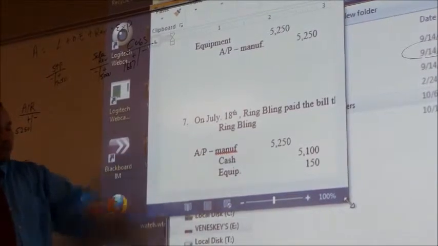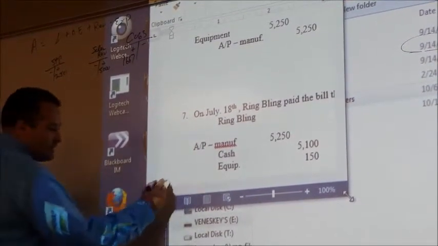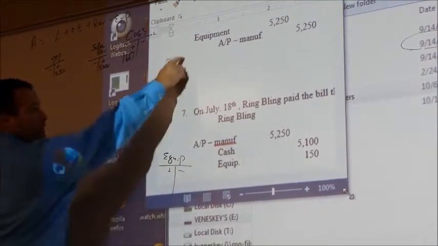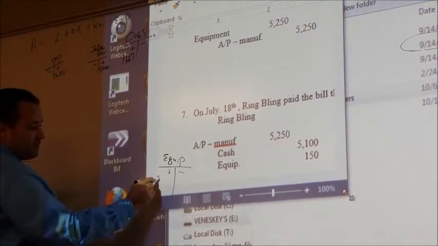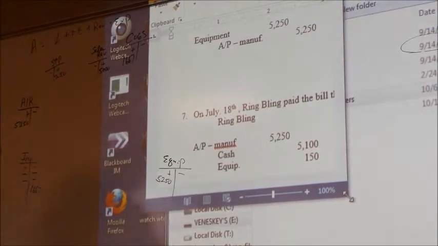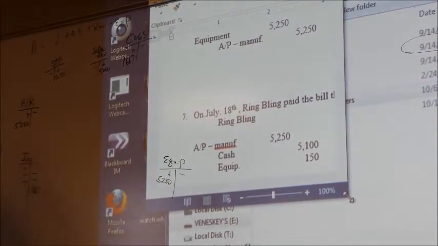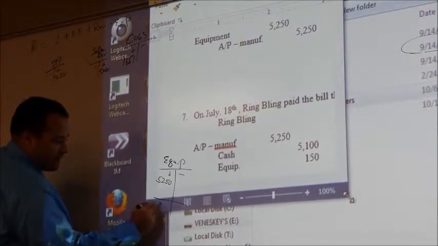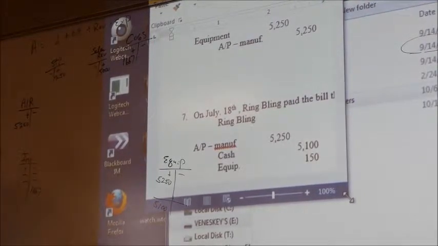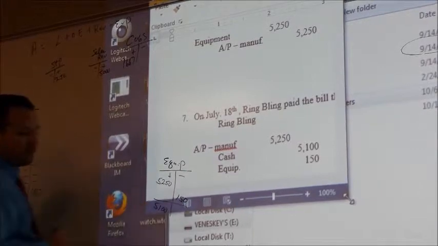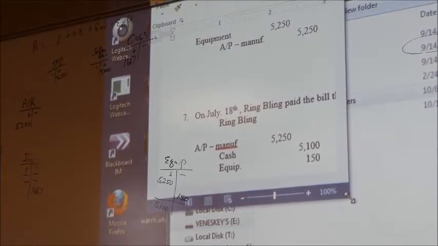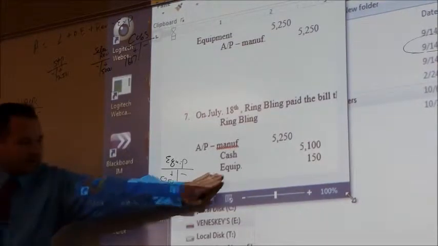I got rid of the account payable. And if I was doing the T account for Ring Bling, their equipment originally up here was $5,250. I don't want it on my books at $5,250 though, because that is not what I paid. I need it on my books at what I actually paid. Thus, I have to come over here and take off a little bit of that price. That's what's going on from the T account perspective. Why you have to credit a little bit of the equipment account.